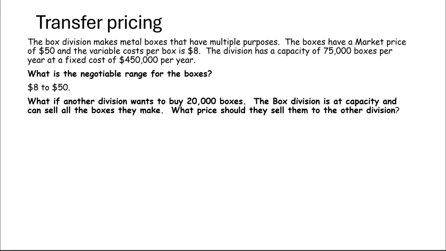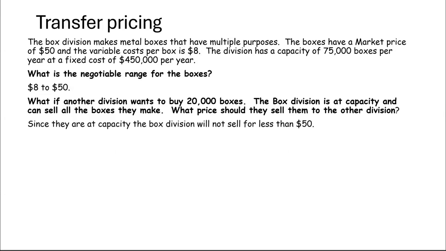What if another division wants to buy 20,000 boxes? The box division is at capacity and can sell all the boxes they make. What price should they sell them to the other division? They couldn't sell them for less than $50 because that's what they can make on the outside. So that would have to be the price they use.